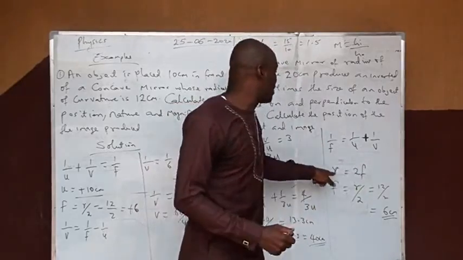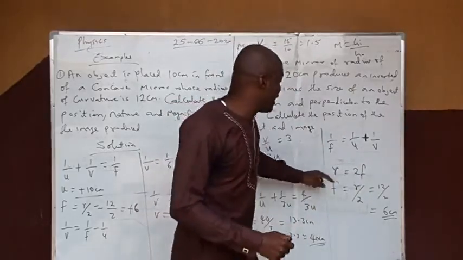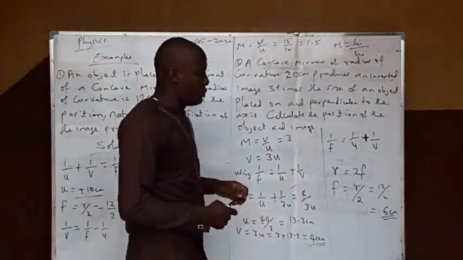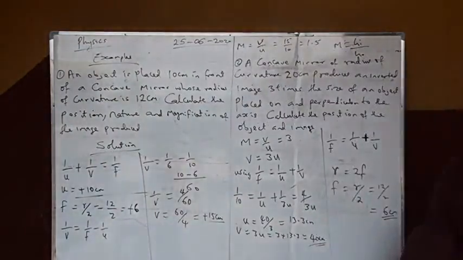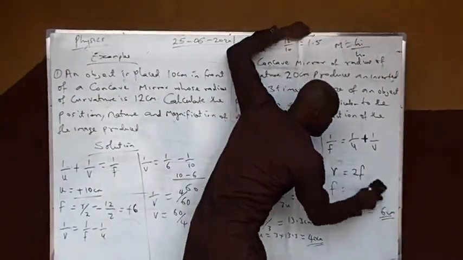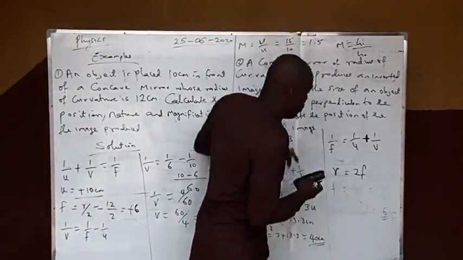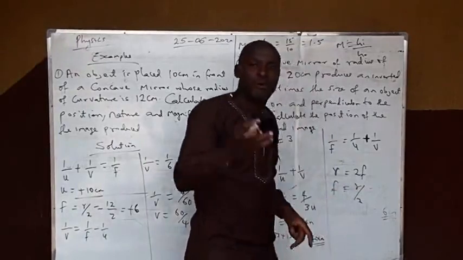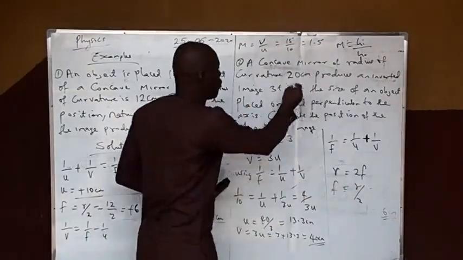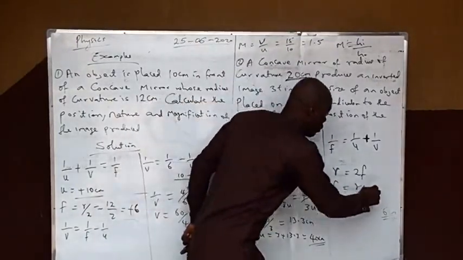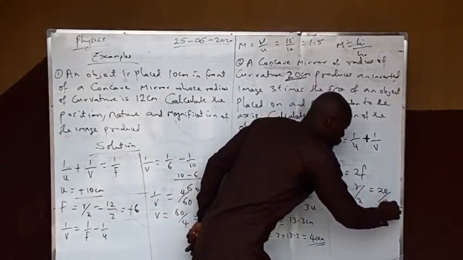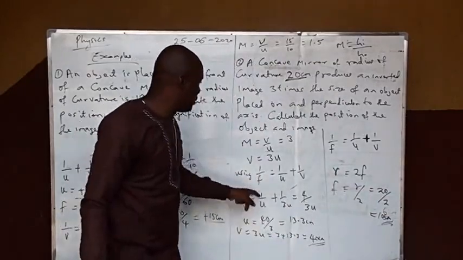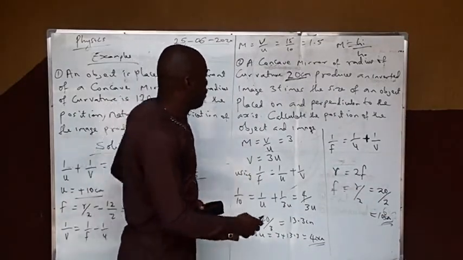So because we are given the radius of curvature, mathematically we can say that focal length is equal to R over 2. Focal length is equal to R over 2. And our R is 20 centimeter. So it is now equal to 20 divided by 2, which equals 10 centimeter. This is how we got our 10 centimeter. Now, we have gotten 10 centimeter.